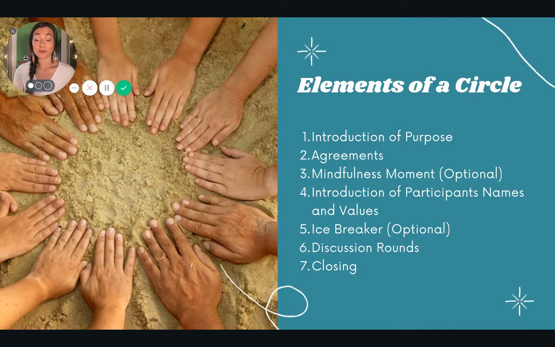Agreements. We'll be diving into those individually, but the agreements are what create the safety net of the circle. A mindfulness moment, which is optional. We'll talk about some ways to do that too. Introducing the participants and their values. An icebreaker, which is optional. Discussion rounds. This is really where we begin to dive in. And then a closing round. So those are the elements of a basic circle.